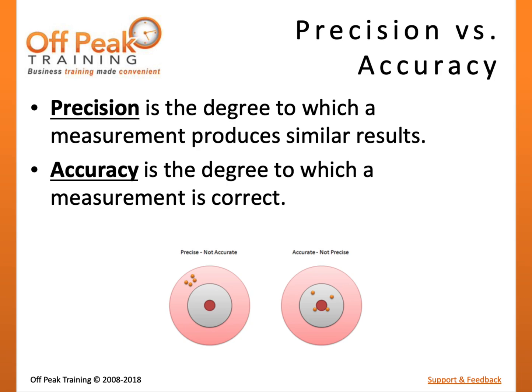Imagine throwing a set of darts and aiming for the bullseye. After throwing several darts, you find that they all hit the upper left-hand corner of the board. While they were not particularly close to the bullseye, they were all within a square inch of each other. This set of throws may be considered to be precise, although not accurate.